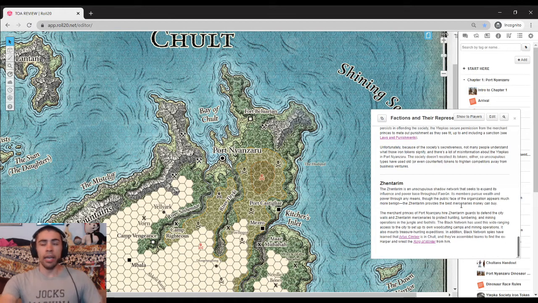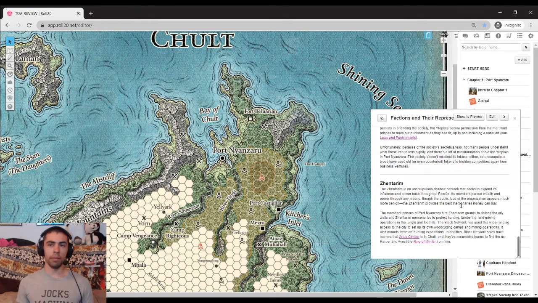And last but certainly not least, the Zhentarim. The Zhentarim being that shady organization that loves to get in the way of everything and is looking for Artus Cimber. Why are they looking for Artus Cimber? Because he's got a badass artifact, the Ring of Winter.